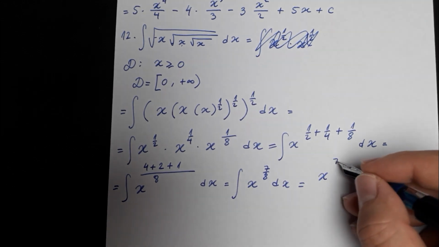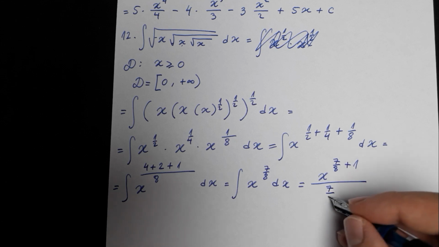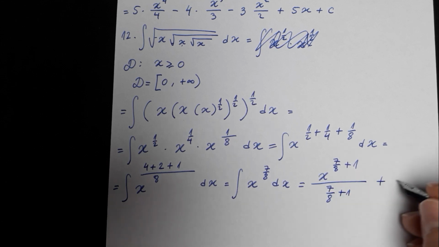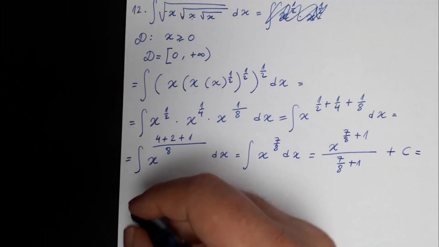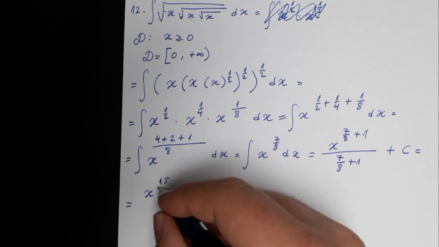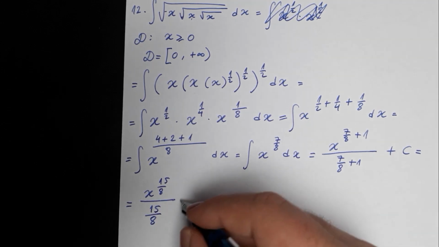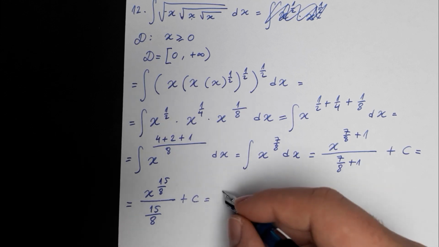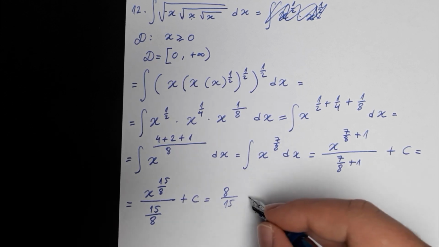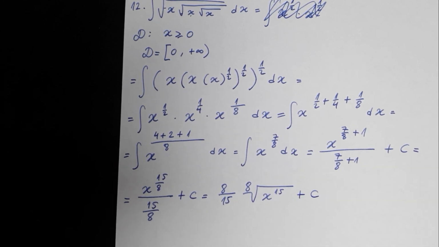to the power of 7 divided by 8 plus 1, divided by 7 divided by 8 plus 1, plus a constant c, which is equal to x to the power 15 divided by 8, divided by 15 divided by 8, plus c, which is 8 over 15 times the eighth root of x to the power 15 plus c.